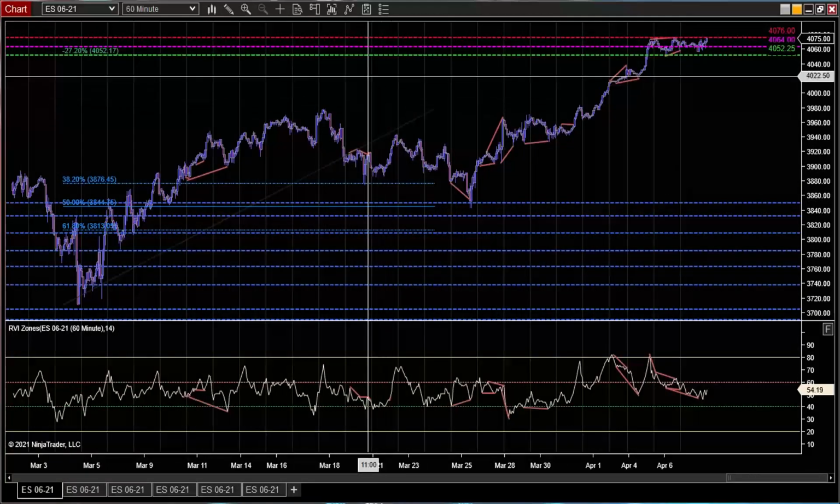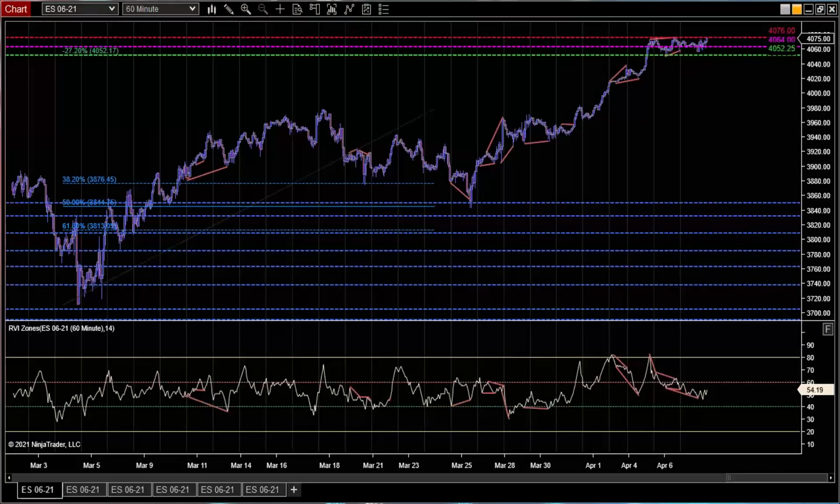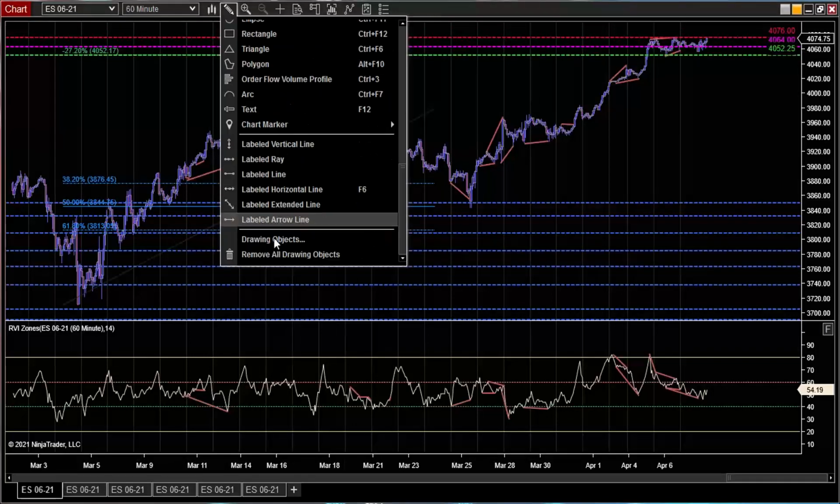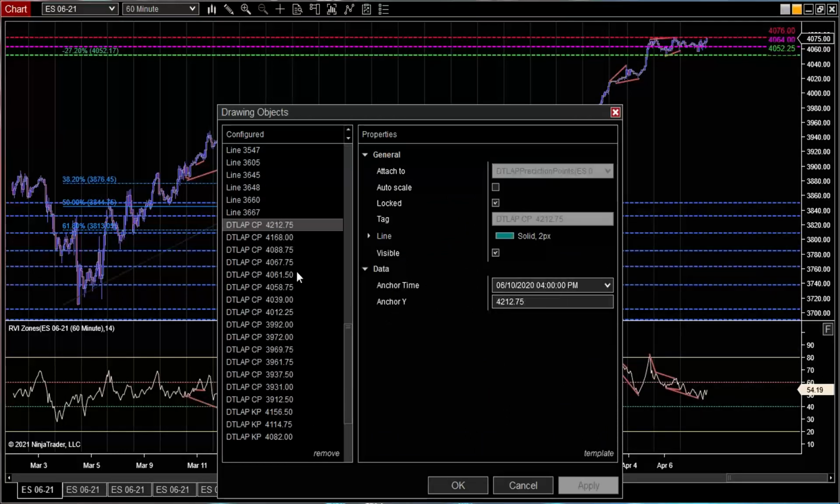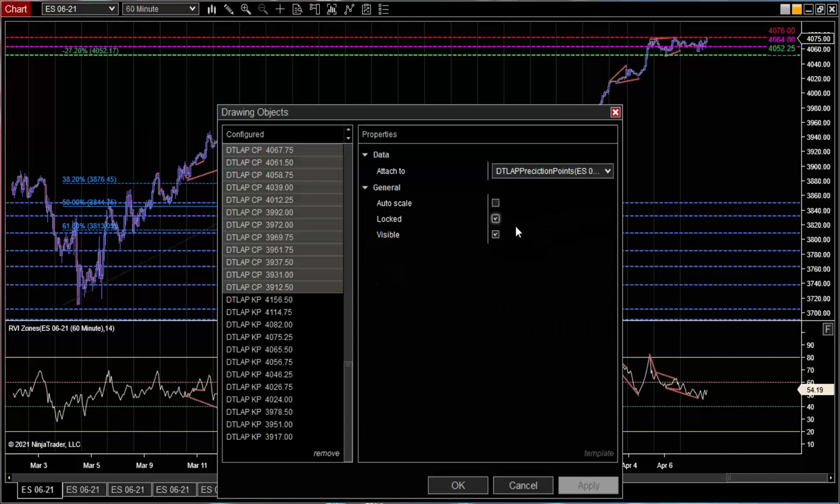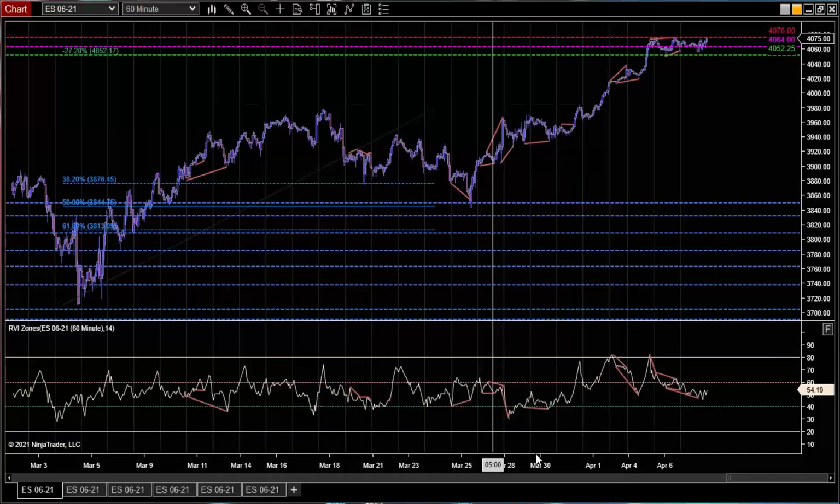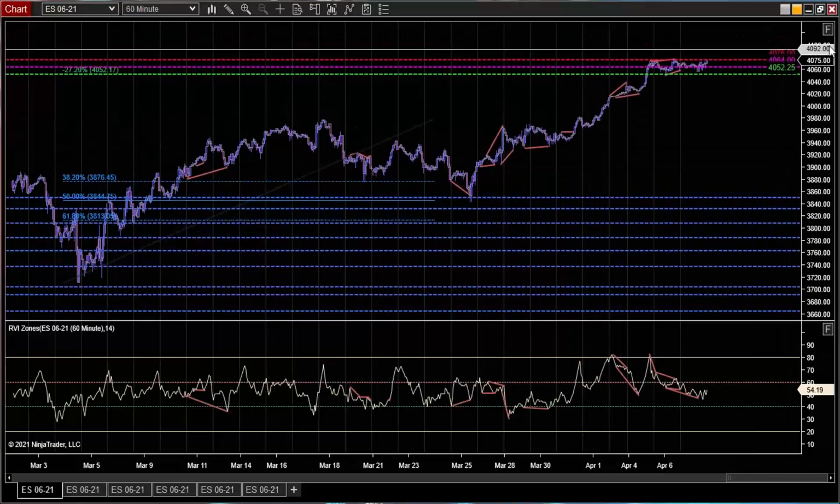So I thought I had them loaded on here, and it might be that I'm not sure why they're not on here. They should be there. I had the prediction points on the chart here so that we could take a look at least at the CPs, and maybe they were hidden. No, I don't know what's happening here.